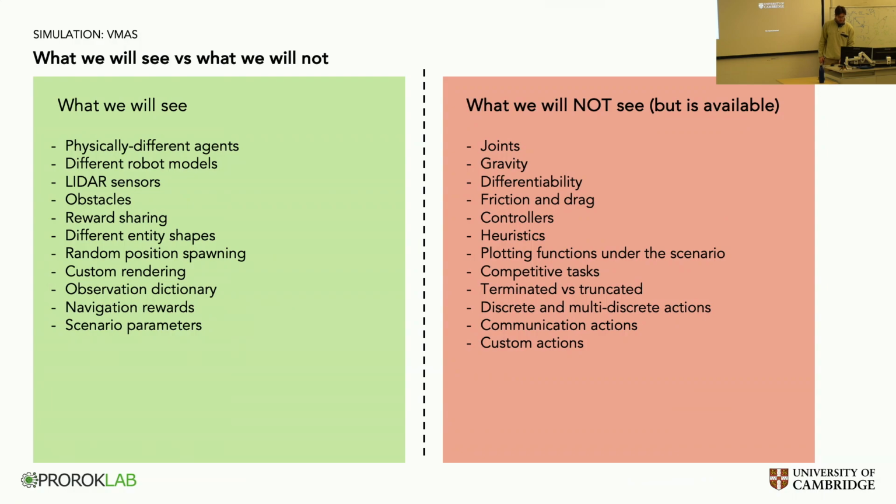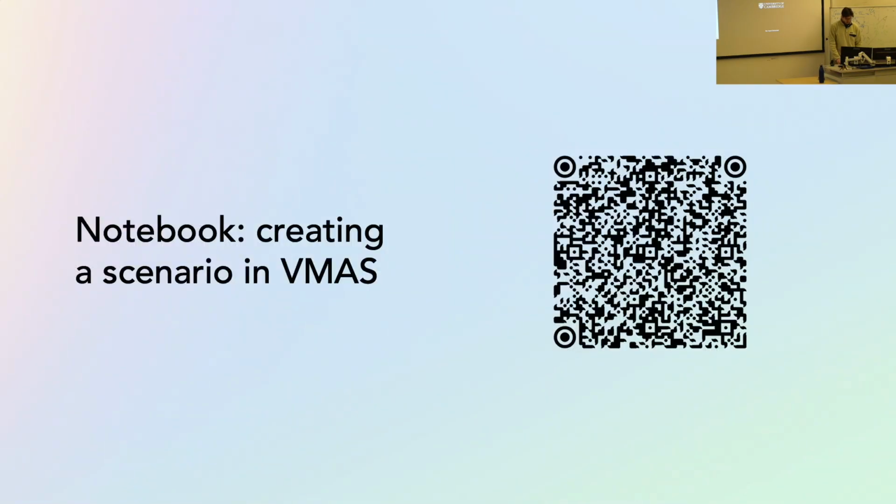And yes, this is just an overview of what we will see and what we will not see today. I won't go into reading all of this, but this is probably useful in the future. If you go back to the slides, you can see what's available and what we did not see, but it's still available, and you can try to work on. Yes, so if there is no question, I can show you a bit how VMAS works, and we can look at the first part of the notebook.